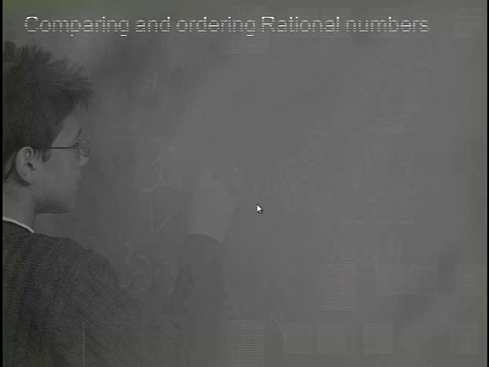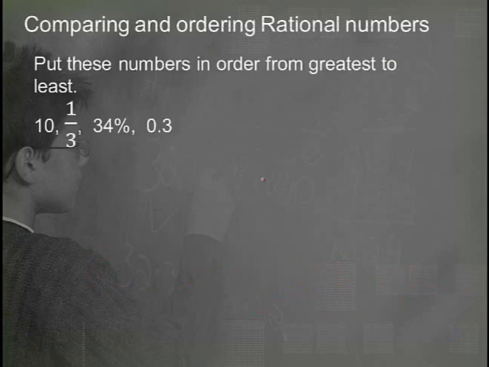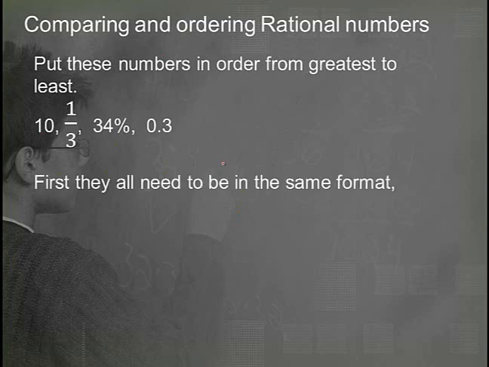So what we're going to really do is compare and order rational numbers. Now they can be fractions, they can be decimals, or they can be percents. I want you to pause and put these in order from greatest to least. Okay, so what's my largest number up there? You want to put them all in the same format.